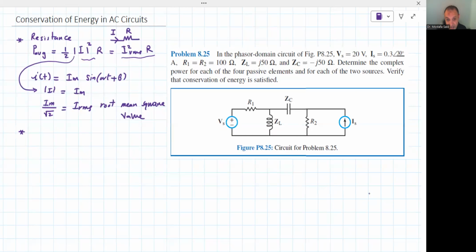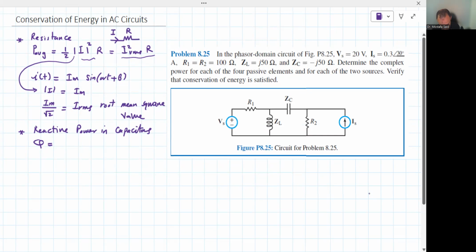Now the reactive power in capacitors or inductors. We're going to call it Q. So QC, for example for a capacitance, will be equal to half, again, the amplitude of the current squared that passes through the capacitor multiplied by XC. For example, XC might be minus j 5, whatever.